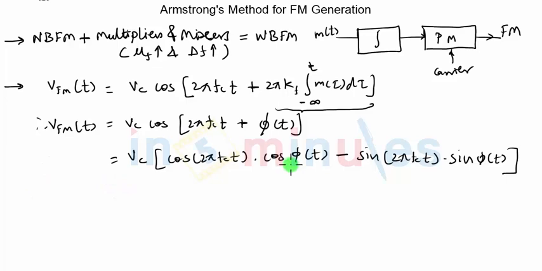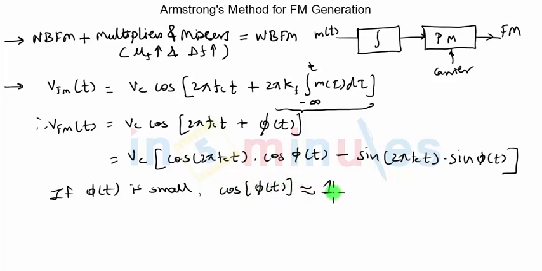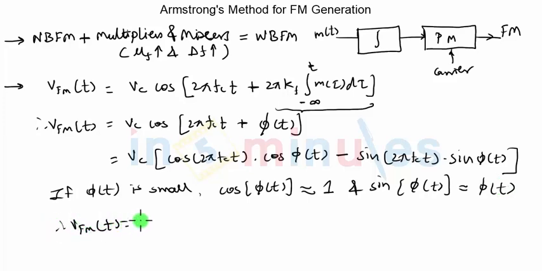Now, we know that for narrowband FM, we have this phi of t very small. Because we are generating narrowband FM first, if phi of t is small, then I can use the approximation that cos of phi of t, if I take any angle which is very small, then cos of that angle will be almost 1 because cos of 0 is 1. So if phi of t is small, then cos of phi of t will be 1. And we also know that if the angle is small, then sine of that angle is approximately the value of the angle itself. So using this approximation, we get Vfm of t equal to Vc, cos phi of t is almost 1.